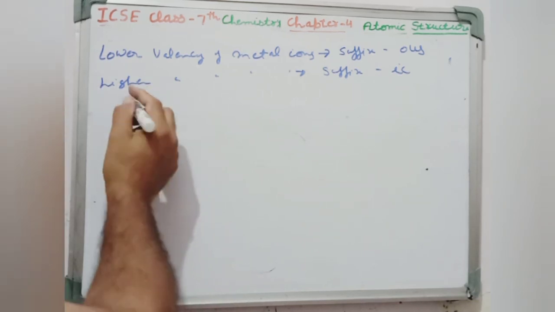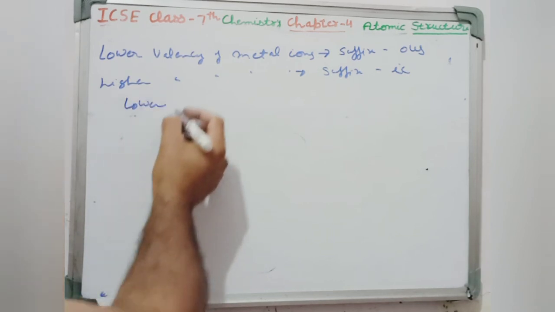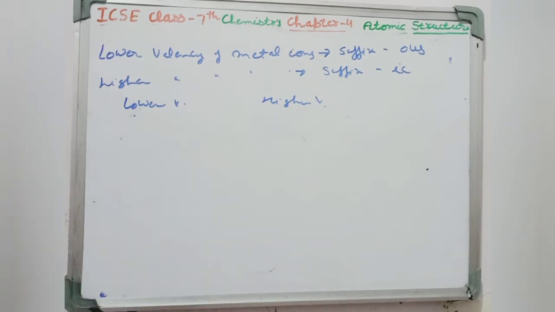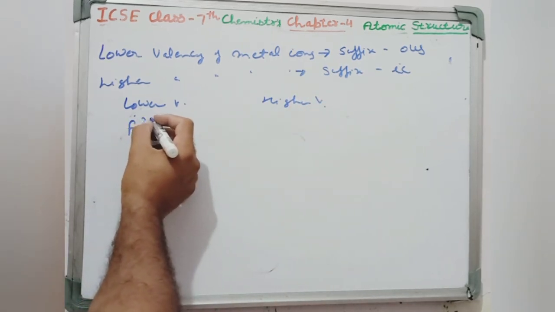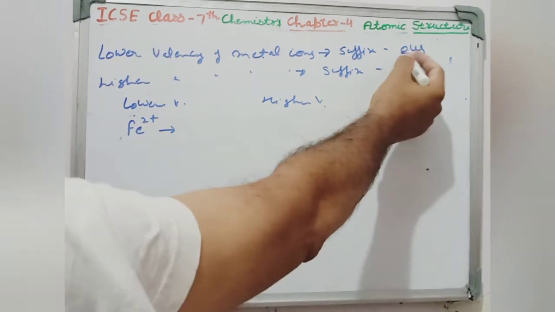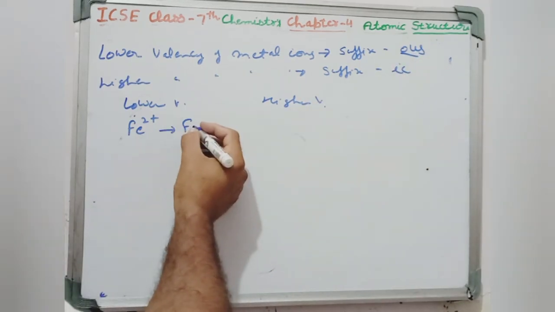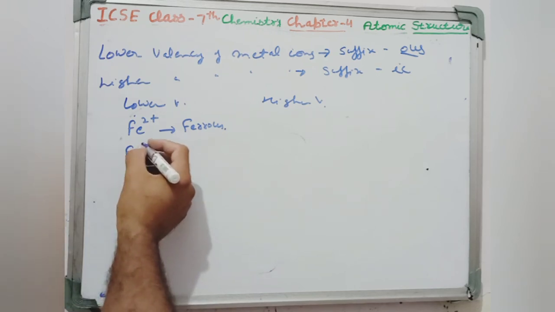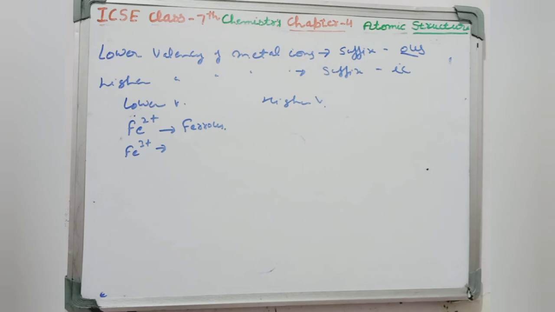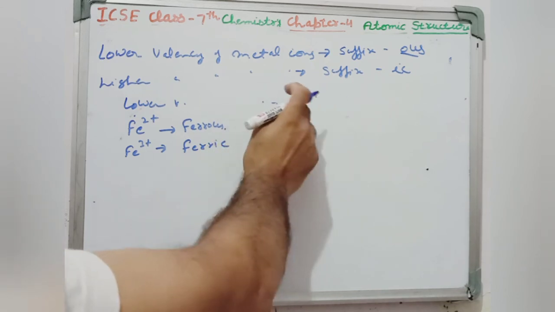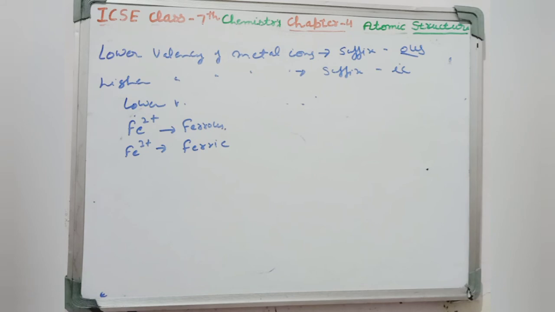Suppose I write lower valency here, and here I write higher valency. Fe2+, 2 is lower, so this will carry the suffix: Fe2+ is ferrous. Fe3+ is higher. This is ferric.